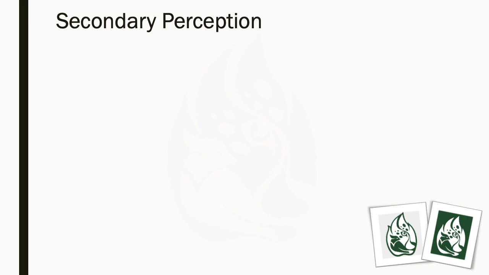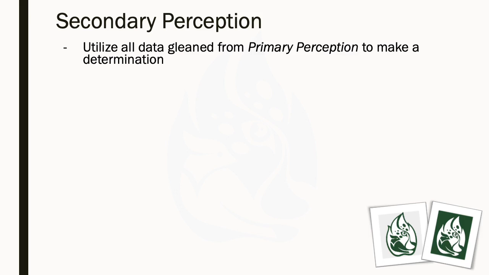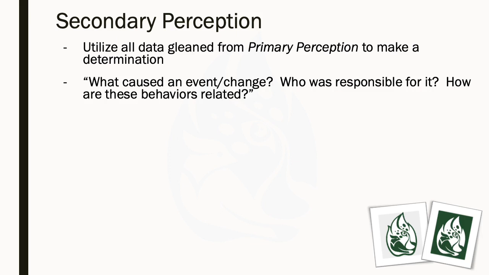So the next aspect of this, once we've done our primary perception, is what's called secondary perception. And as you can probably ascertain, this is the part where we act like a scientist, almost doing a scientific experiment, using the data that we got from our primary perception to make a determination, to figure out what it was that we experienced. What was it that we saw or heard, or some event? What caused it? Who or what thing was responsible for it? Or if it's a series of things, how are all these related?